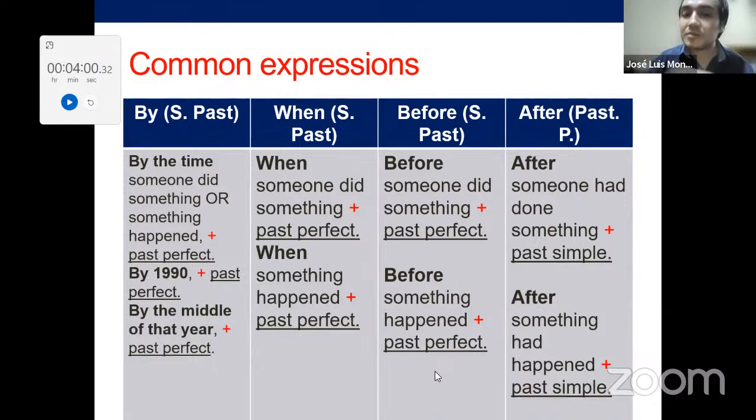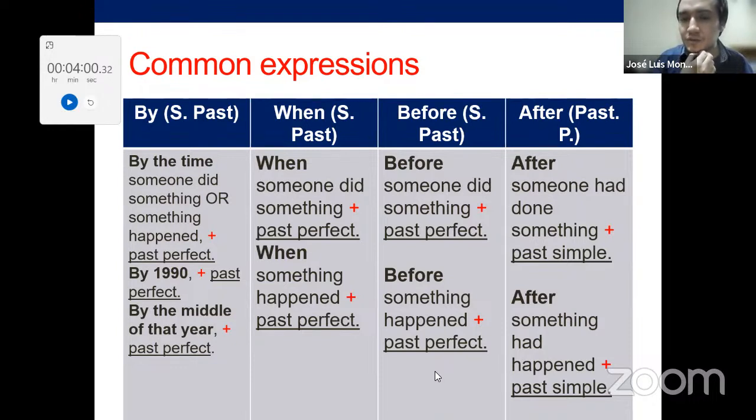Remember that the past continuous is continuous. It's not finished. So when you say, for example, I was walking on the street when I saw my friend, right? Then I continued walking. So the action is not finished, right? We don't know when it started. We don't know when it is going to finish. The past continues. But the past perfect is a finished action. It finished before the other action that you are talking about.